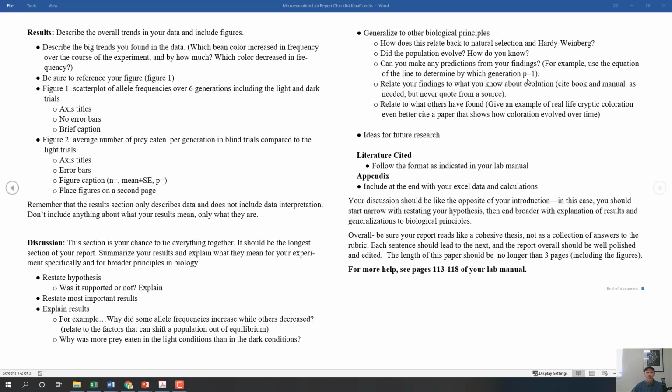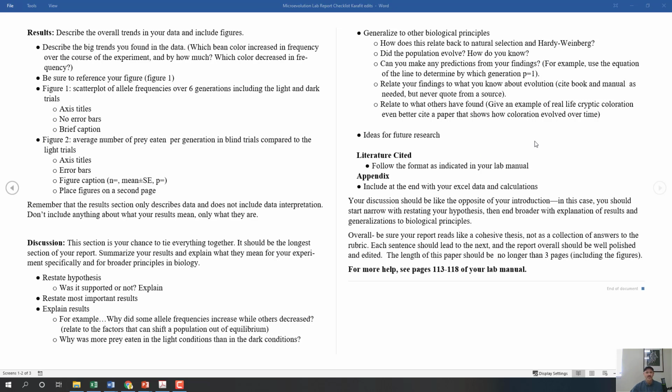By which generation would the red allele be the only allele in the population? Maybe your data will say that will never happen, but maybe it will. So do that. See if you can figure that out. Relate your findings to what you know about evolution. Cite your manual, cite your textbook. And then if you want to get that full above and beyond credit, relate to what others have found.